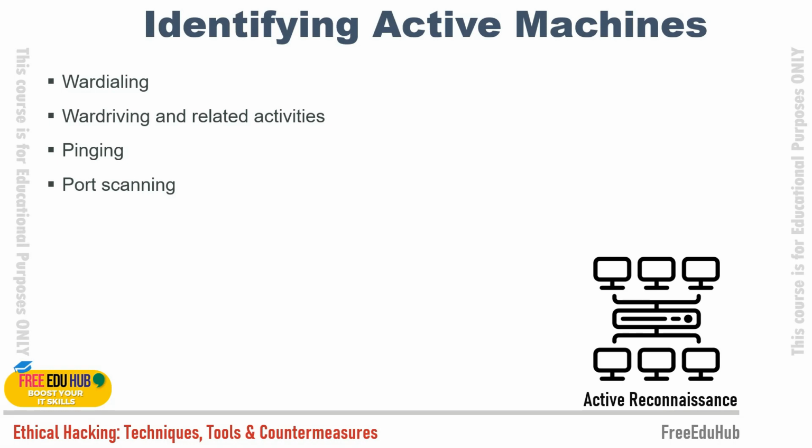The next one is wardriving and related activities. Now, wardriving is nothing but roaming around in your neighborhood with your mobile phone, which can scan the wireless networks, or people carrying a laptop in their cars and roaming around, trying to scan the networks and find the weakest access points and their security which can be compromised.